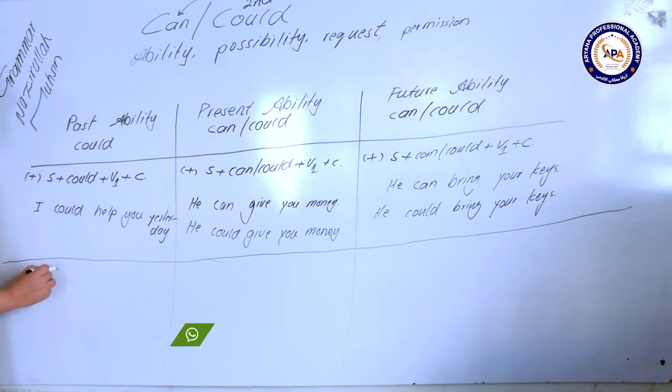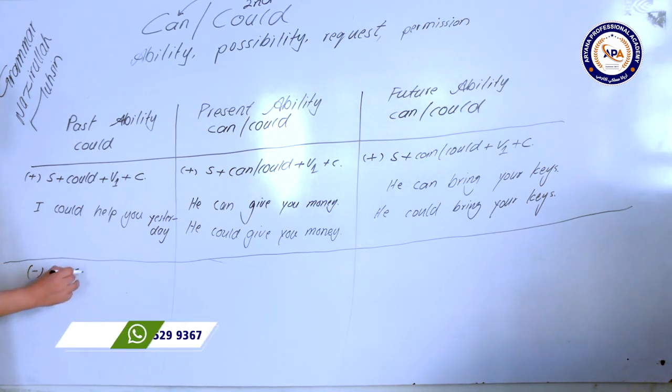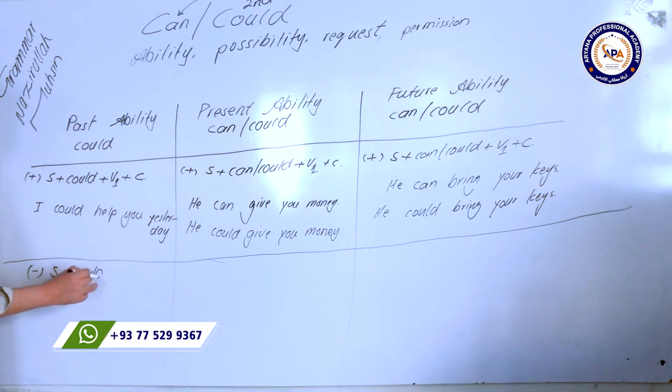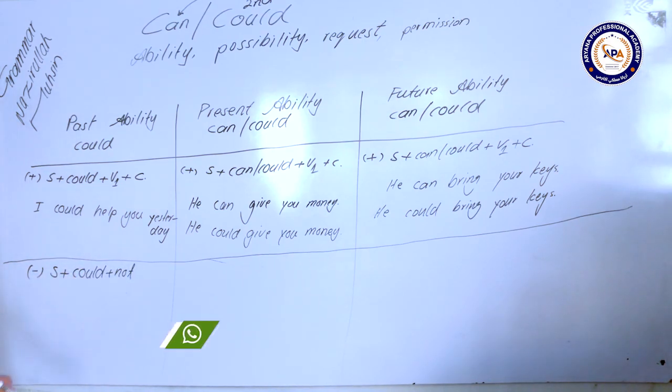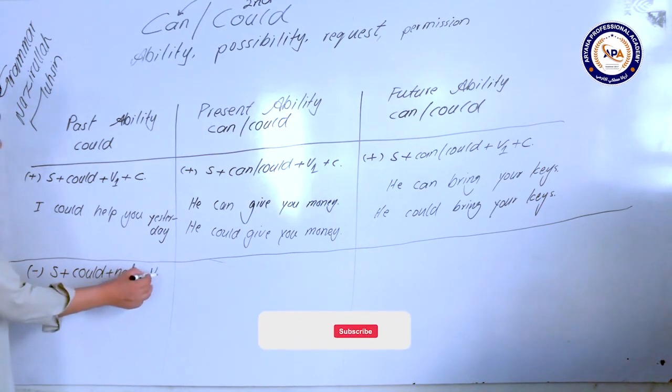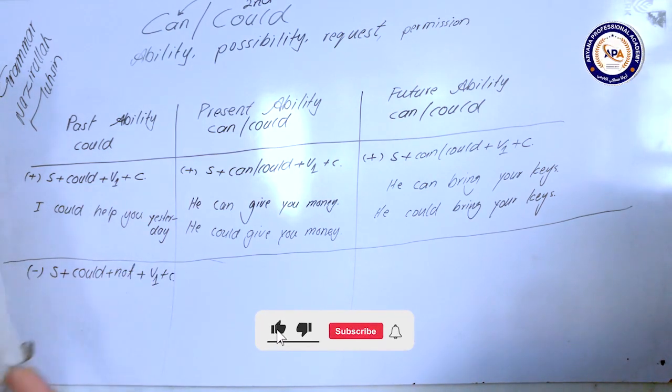In negative, we use only not after the modal auxiliary verb. Subject plus could plus not, base form of the verb, then complement.